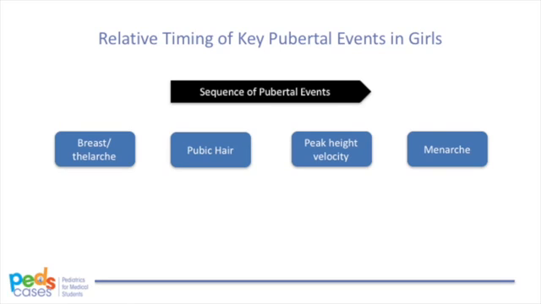Next, we see an acceleration in height. Menarche usually happens 2 to 2.5 years after breast development. Menarche may occur between Tanner stages 3 and 5.